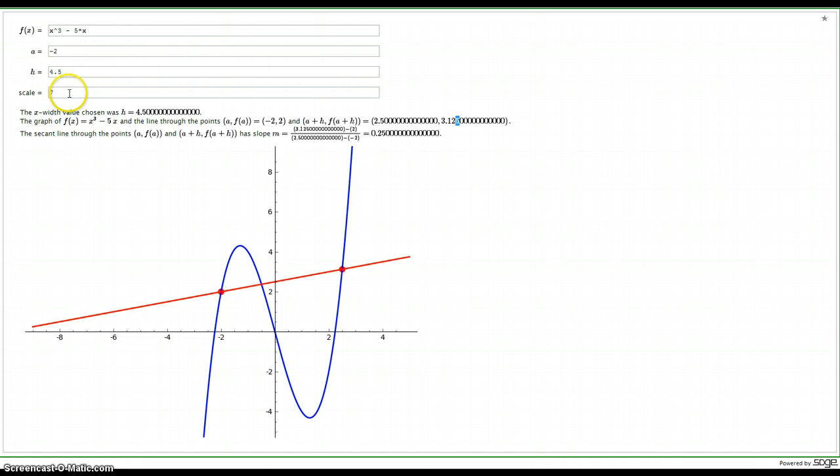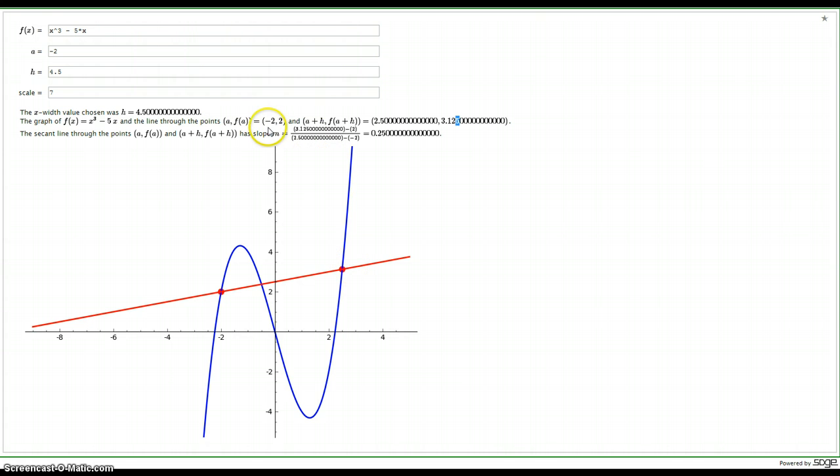And the scaling is just if you need to zoom in, and we'll discover that we will need to do that a little bit later. The idea of this is as follows. We have this fixed x value called a, which is -2, and we go 4.5 units to the right and look up or down to see where the graph of the function is. In this case, it happens to be up here. And we draw these two points.